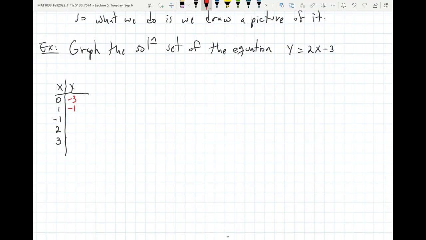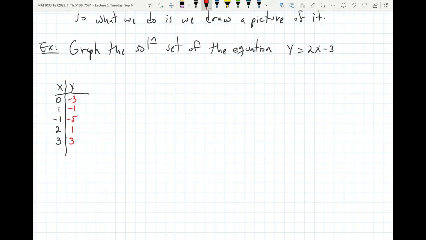Okay, when x is -1, what do we get? So we get -2 minus 3. What is that? Oh, -5. When x is 2, what do we get? +1. When x is 3, we get +3. All right, so I'm going to go ahead and plot these points, and then hopefully we will see some sort of pattern happen.